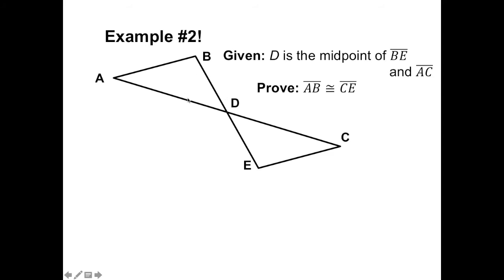Well, there are only two triangles in the diagram. So our goal here is, can we get this triangle congruent to that triangle? And then once we get them congruent, we're going to use CPCTC to say that AB and CE correspond, so therefore they must be congruent.